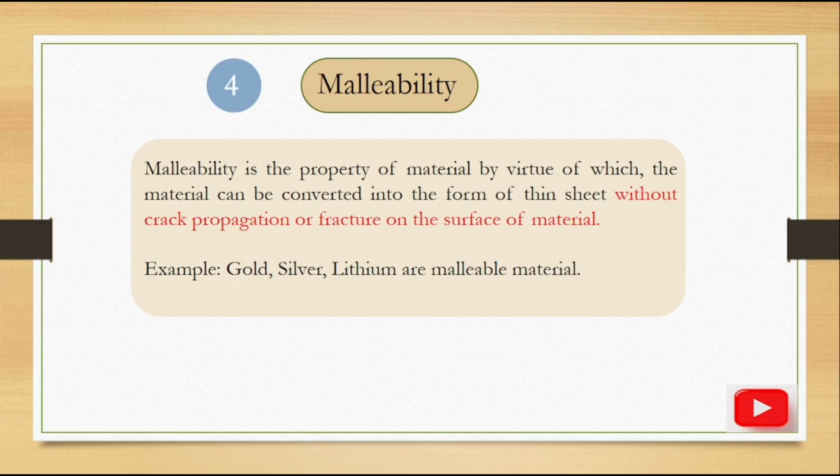Fourth one is the malleability. Malleability is the property of material by virtue of which the material can be converted into the form of thin sheet without crack propagation or fracture on the surface of material. So this is important. Without this, the definition of malleability is incomplete. For example, gold, silver, and lithium are malleable materials.